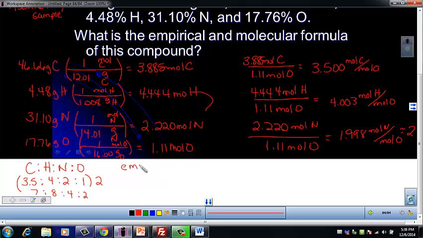So your empirical formula is going to have those subscripts. So C7, H8, N4, O2. And then we need to find the molecular formula. So what we want to do is calculate the molar mass of our empirical formula, and then we can use that number with our molecular formula mass that was given to us in the problem to find the molecular formula. So let's add up our molar mass.